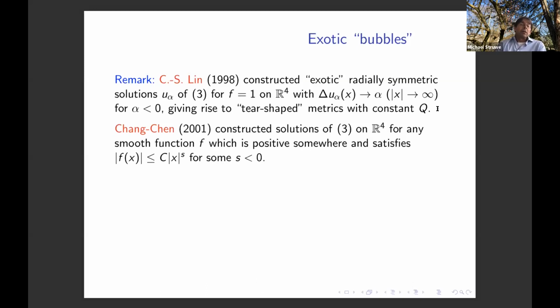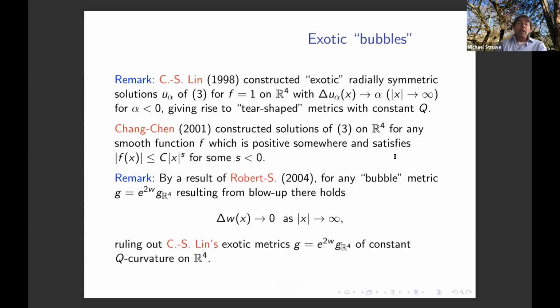There are other solutions with non-constant Q curvature on R4 discovered by Chang and Chen in 2001. So they constructed solutions to the prescribed Q curvature equation on R4 for any smooth function f which is positive somewhere and decays like |x| to the minus s with s positive, or |x| to the s with a negative exponent s.